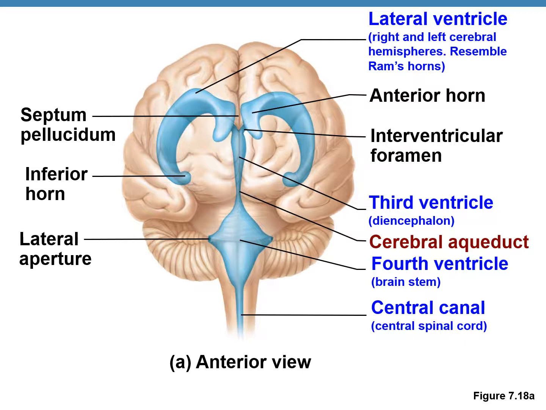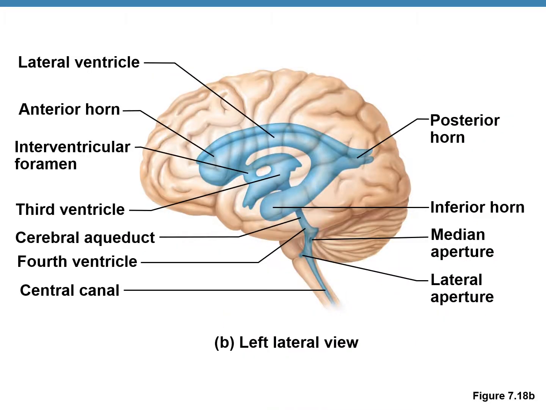The third ventricle is connected to the fourth ventricle by the cerebral aqueduct. CSF continues down from the fourth ventricle into the central canal of the spinal cord. This is the left lateral view of the brain ventricles.